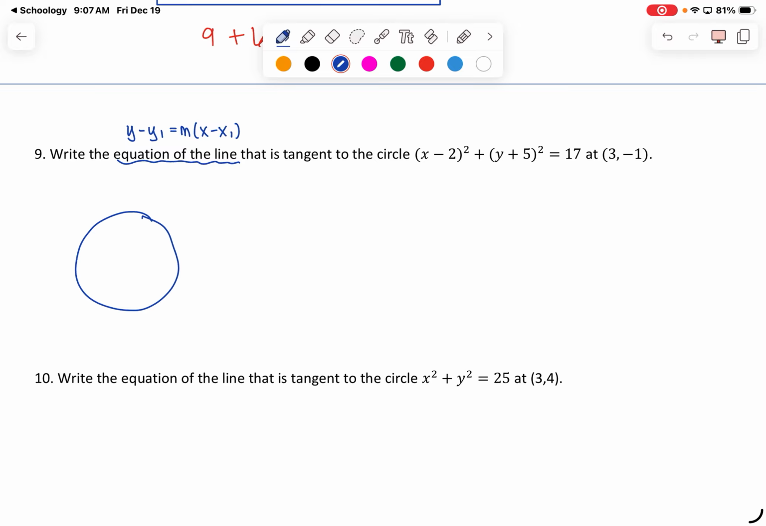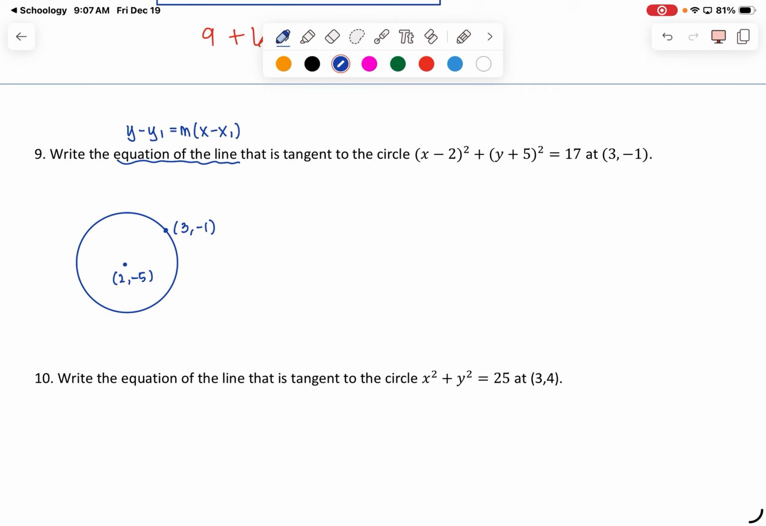So we have a circle, and here's my circle, okay? They gave us the center, which is (2, -5). So I'm going to draw a point right here and label it (2, -5). All right, and then I am given another point that's on the circle, which is (3, -1). So let's say that's right here. It doesn't have to be accurate. This is just a sketch, okay?